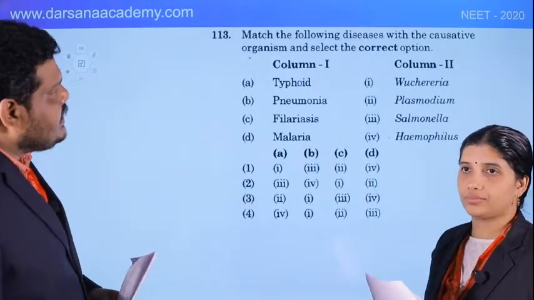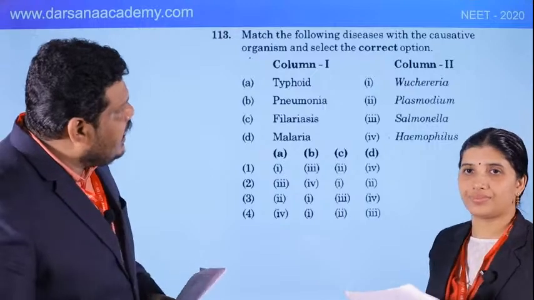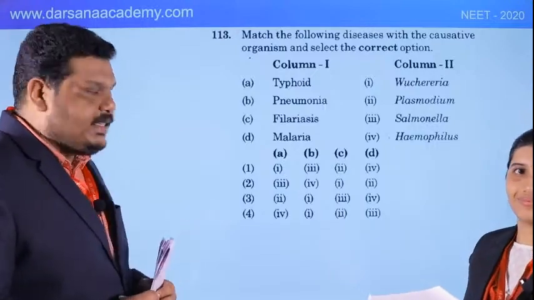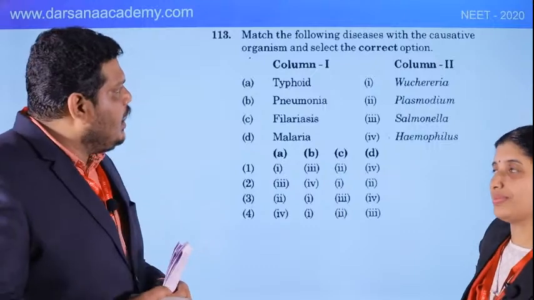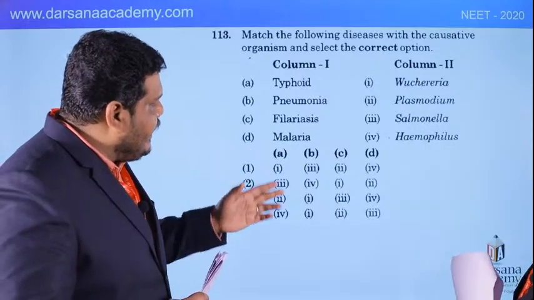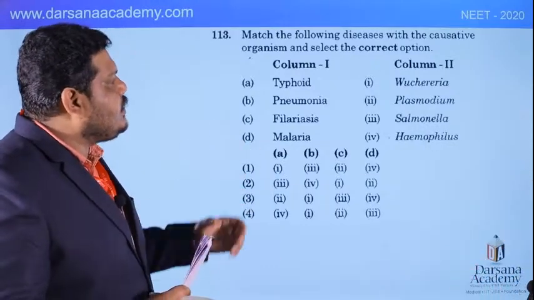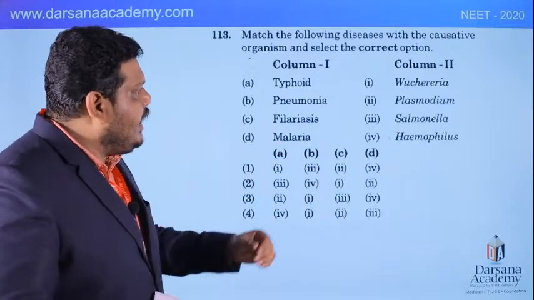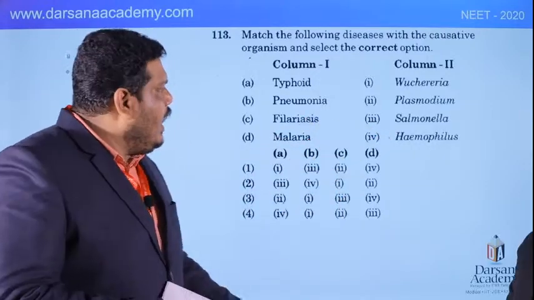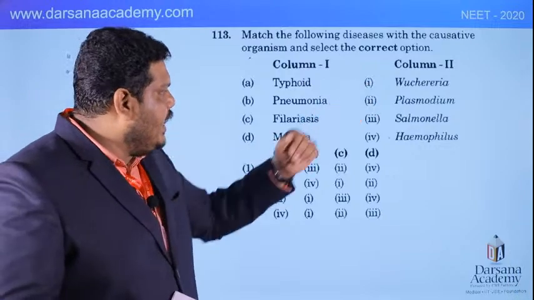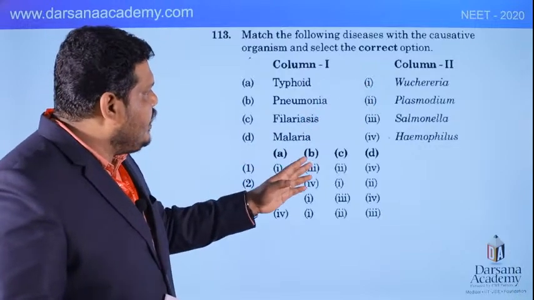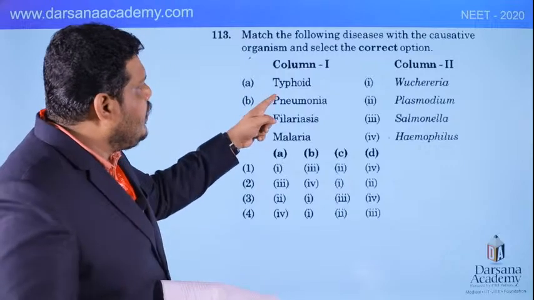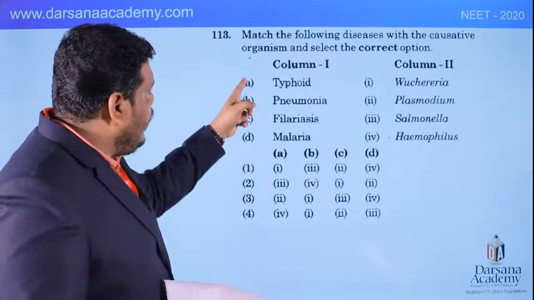Match the column diseases with the causing organism, and select the correct option. Okay, so this is from the human health and diseases chapter. Typhoid, pneumonia, filariasis, malaria. Typhoid is caused by Salmonella typhi, as you know. Pneumonia is caused by Haemophilus influenzae, and filariasis by Wuchereria, and malaria by Plasmodium vivax. Okay, so the option should be typhoid with the Salmonella typhi, A with the 3.